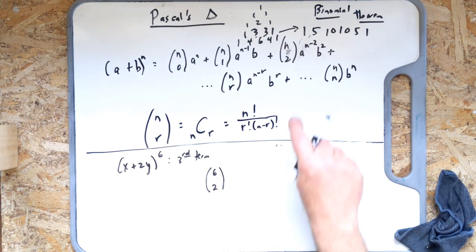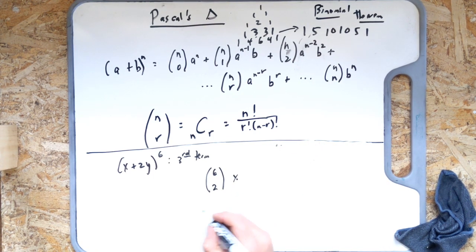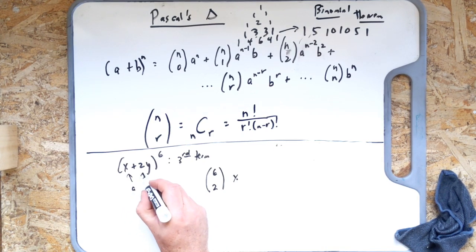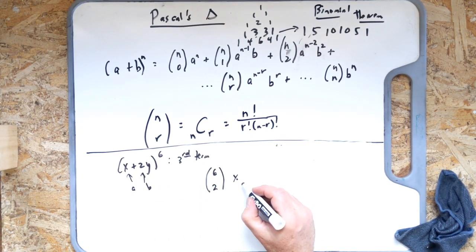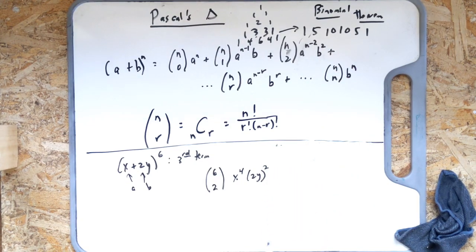And now I need this term, I need the a, which in this case is x. There's a, and there's b. x to the n minus 2, which is to the 4th, and 2y, in this case to the 2nd. That'll give me the third term. So again, let me go through how I got that before I get this number here, which I'm hoping is, I think it was 15.